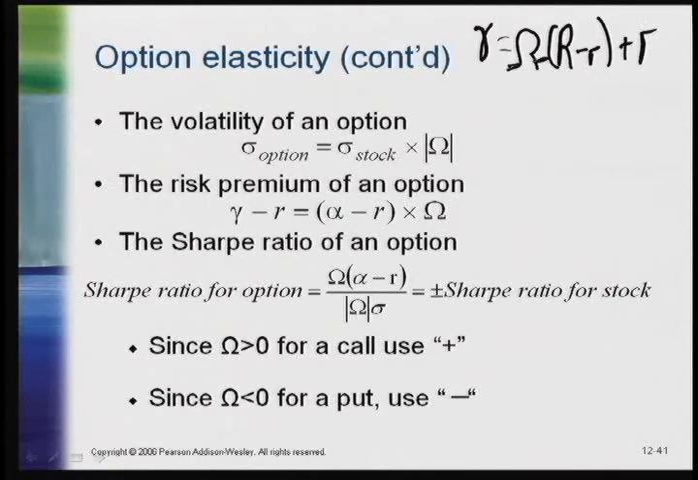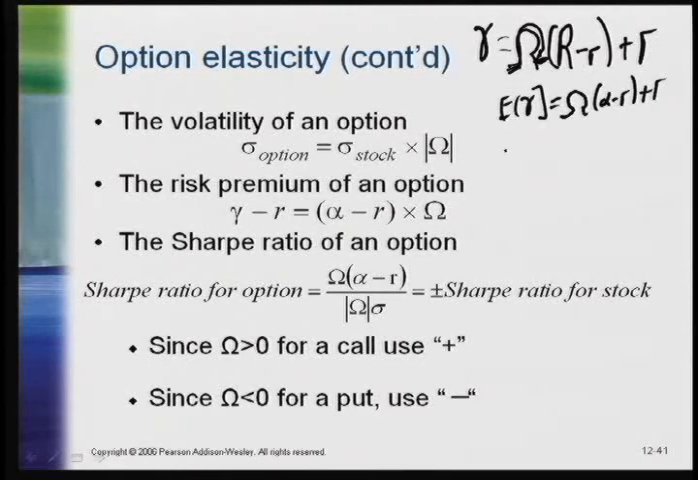So we have omega here. So as a random variable, the return on the option is the elasticity times R minus r plus r, where R is the random variable and little r is the risk-free rate. So from this, I can calculate the expected value of gamma, and that's the formula we had before. The expected value of this random variable is omega times alpha minus r plus r, using expected values.